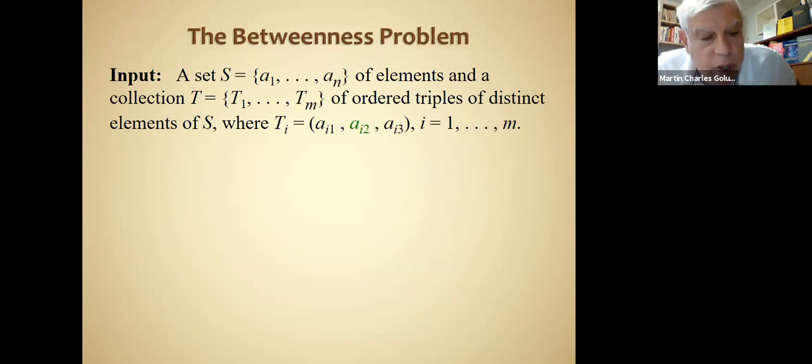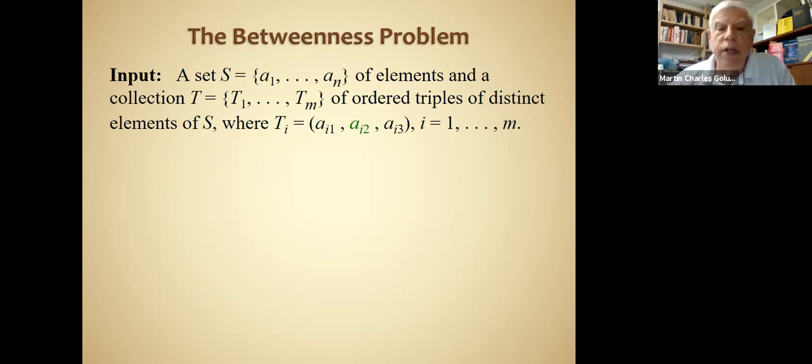So I'd like to, as an example, especially for the more junior novice researchers among you, give you an idea of this problem and how we can easily show that trapezoid sandwich is NP-complete. So we do a reduction from the betweenness problem, which is the following. The input is a set of elements, A1 through AN, and a collection of triplets, T1 through TM, of distinct elements of S, where each triplet consists of three elements from S, and the one that's in the middle is distinguished. That's why I've colored it green.